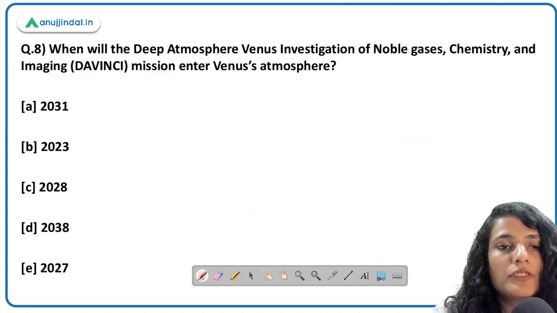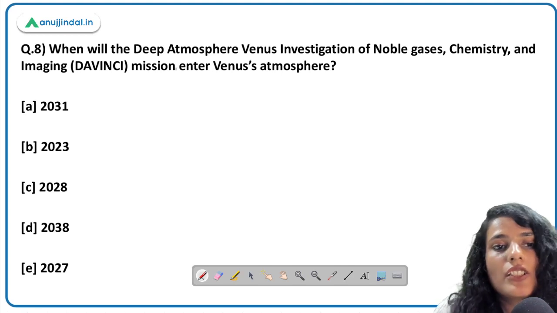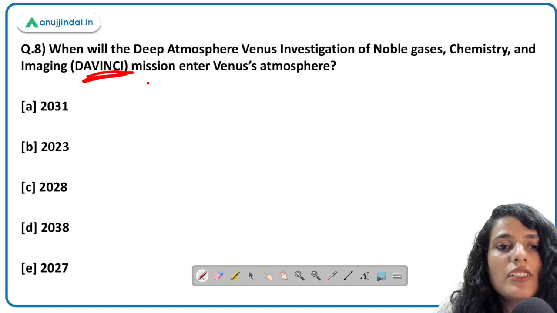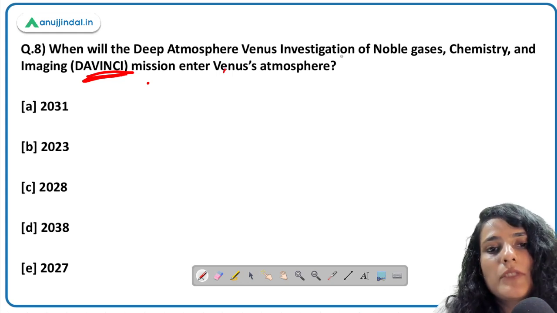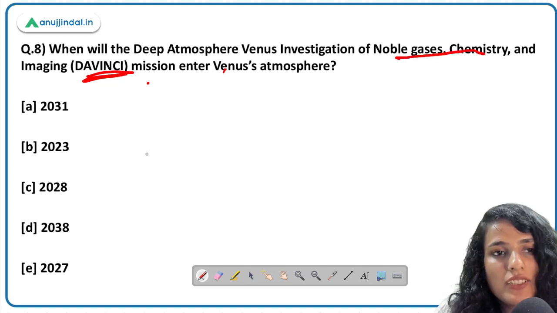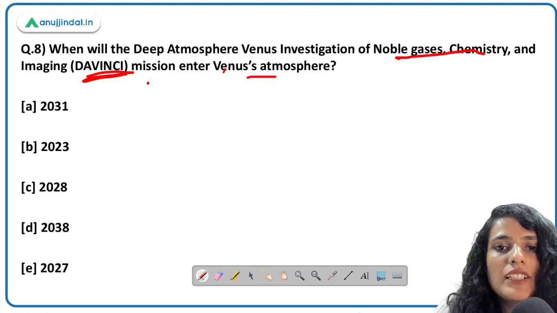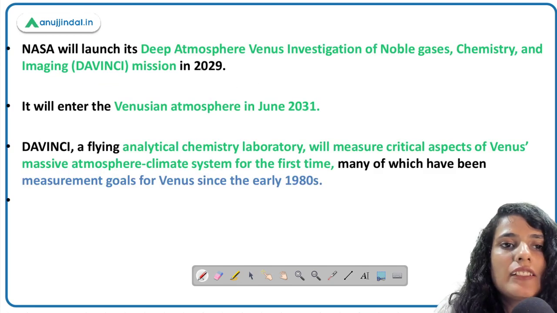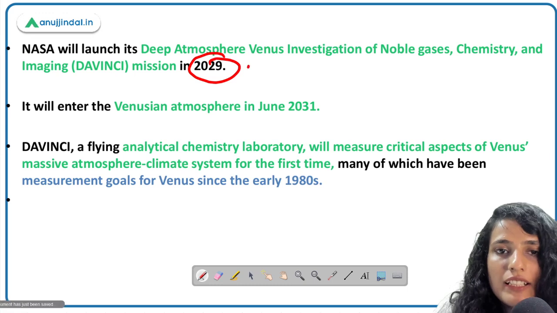Okay, moving on to the next question, a very interesting question. DAVINCI+ is a mission launched by NASA. Now the question is asking when the Deep Atmosphere Venus Investigation of Noble gases, Chemistry and Imaging will enter the Venus atmosphere. Davinci will launch this mission in 2029.